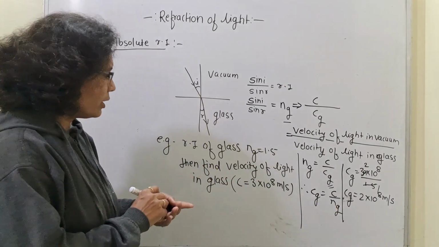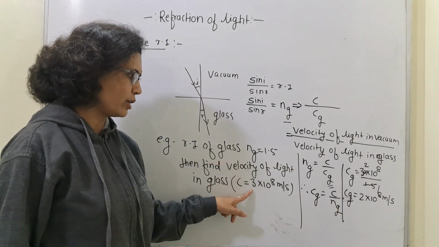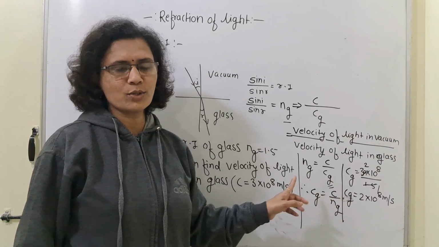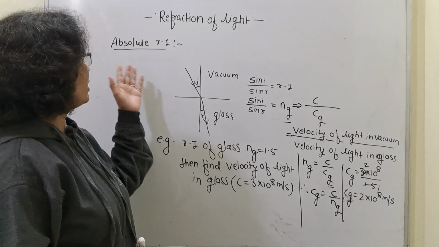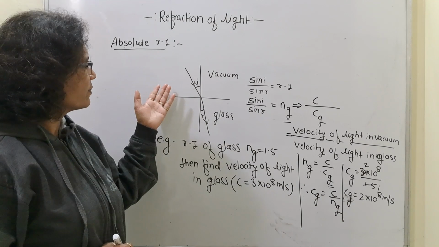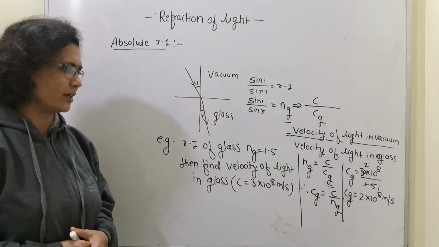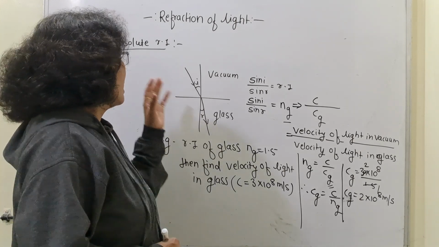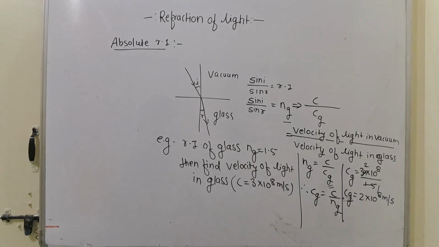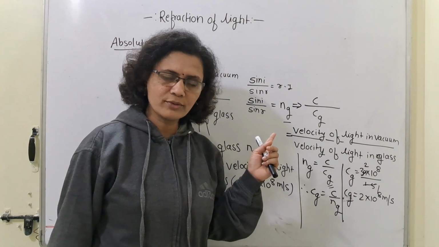If we know the refractive index of any medium and the velocity of light in vacuum, we can find out the velocity of light in that medium. You understood this numerical? It depends upon absolute refractive index. Okay, so now we will discuss relative refractive index. Did you understand this, or do I have to repeat?